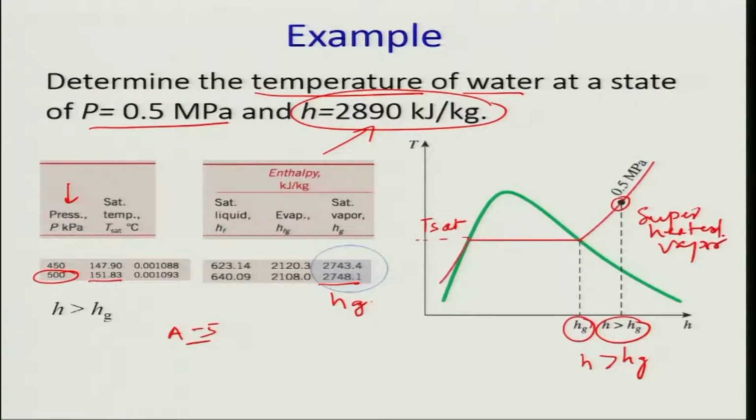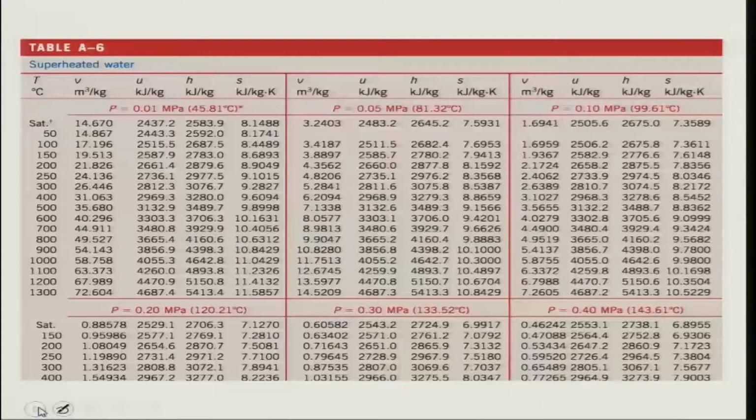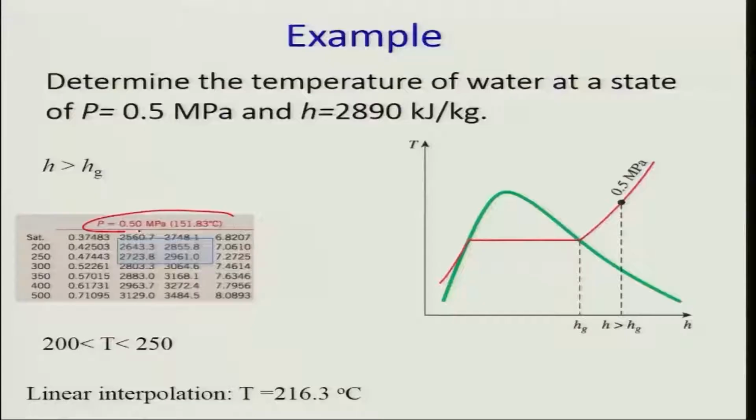Now what you need to do in order to find the temperature? You have to go to another table which lists all the properties for superheated water. Okay. And you look at it, and you will find somewhere the case of P equal to 0.5 megapascal. So now you look again at this table very carefully. For each of them you have the saturation temperature and the other variables.